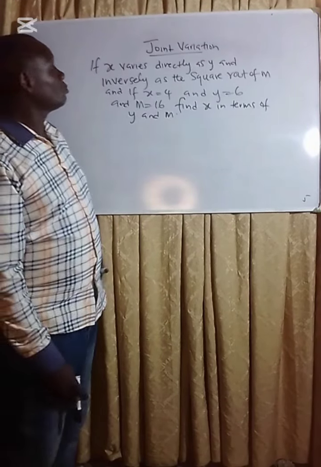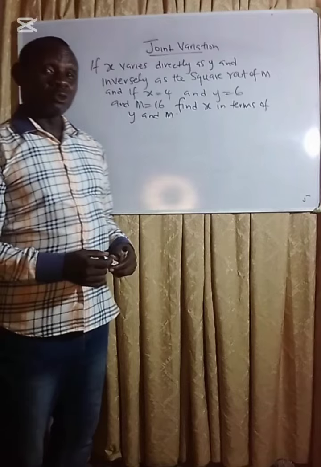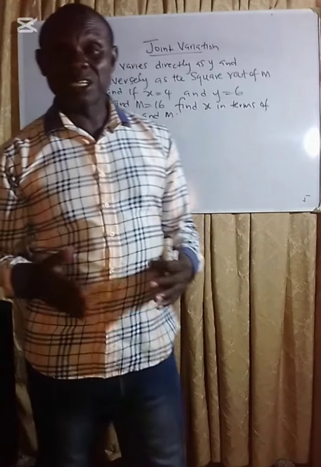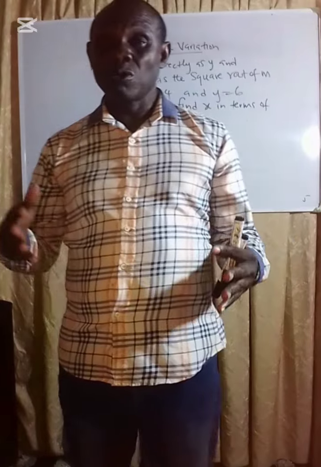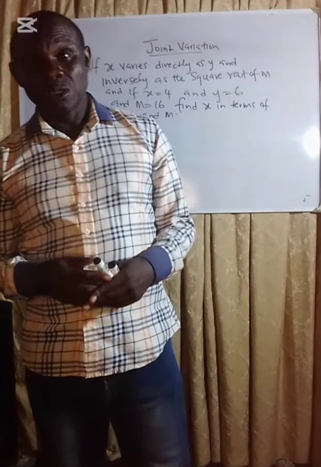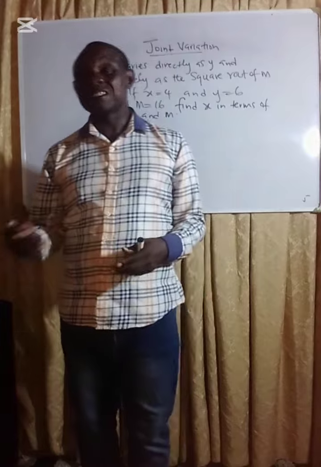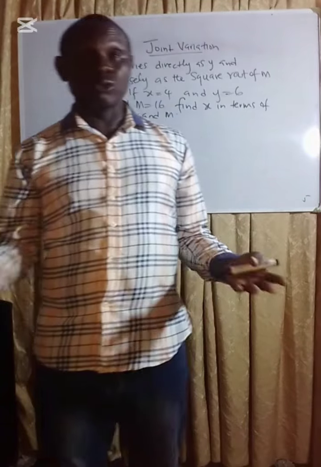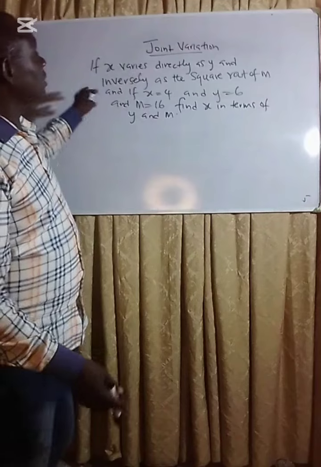It's a joint variation problem. And what is a joint variation? A joint variation is a variation that exists between two or more quantities or variables, and it is a combination of inverse and direct variation, or both. Okay? So let's take a look at the problem on the board.